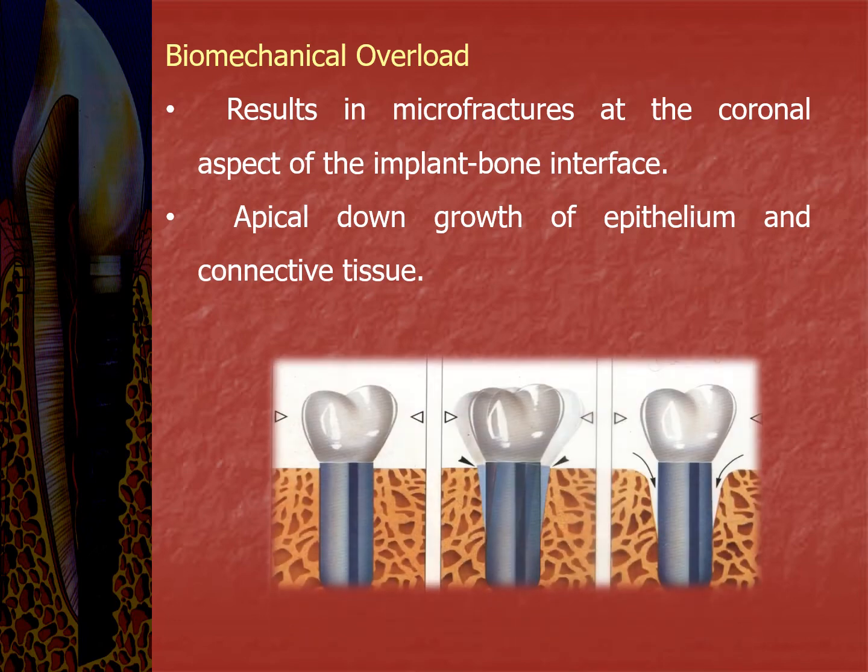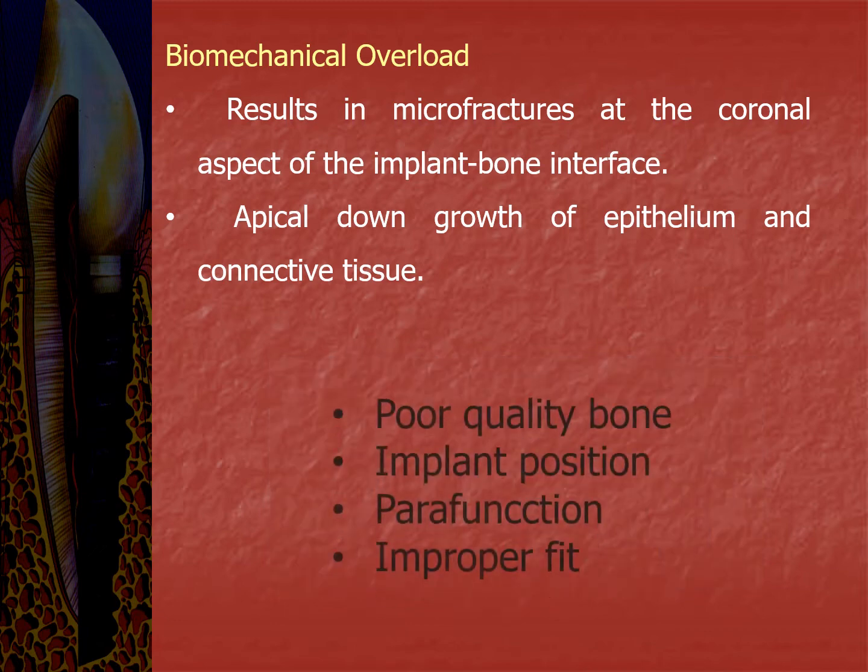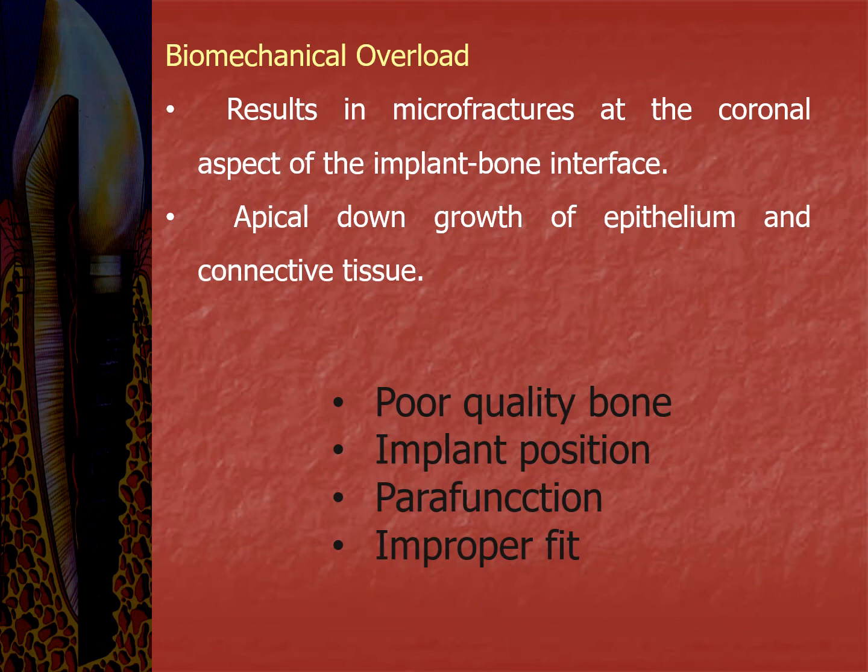So the role of overloading is likely to increase in four clinical situations. The first one, the implant is placed in poor quality bone. Second, the implant position or the total amount of implant placed does not favor ideal load transmission over the implant surface. The third factor is the patient is having a pattern of heavy occlusal function that is associated with parafunction. And finally, the prosthetic superstructure does not fit the implants precisely. So this is another important causative factor, that is biomechanical overloading, for the initiation of peri-implantitis.